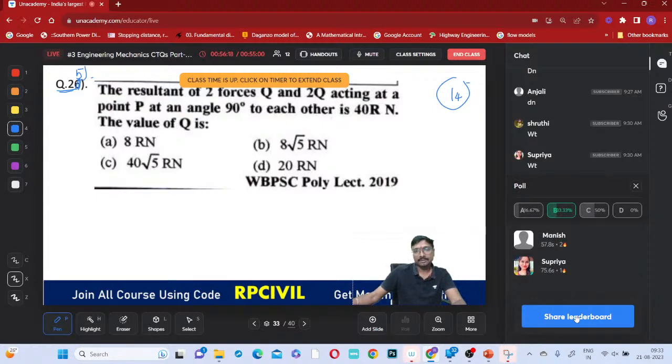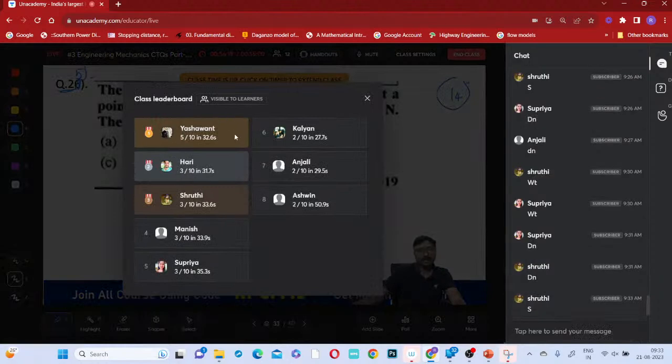Right. So this is a leaderboard. Yashwant first, Hari second, Shruti third. Those who want to take a print of this leaderboard, just take it. Okay, screenshot. Is it visible to all?